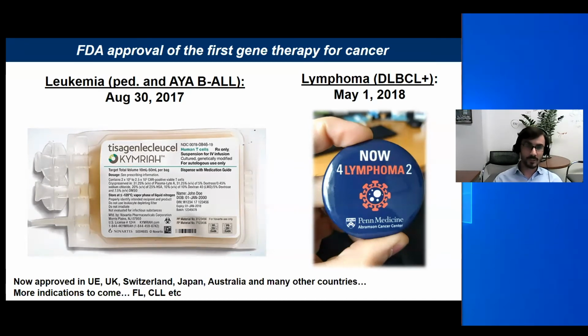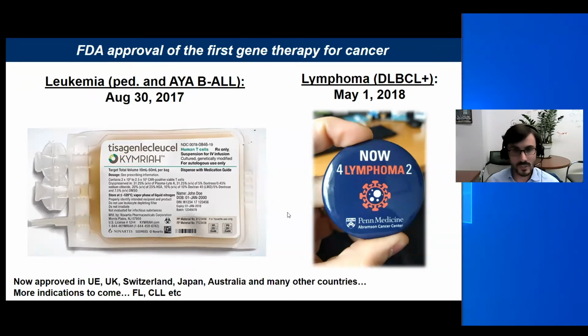CAR-19, and in particular, the 4-1BB co-stimulated CAR-19 that was initially developed at Penn and then developed also by Novartis, was approved by the FDA as the first cancer therapy, the first gene therapy for cancer. This was in 2017. You can see this is how the product looks now that it is commercially available. And then in May 2018 it was approved also for lymphoma.